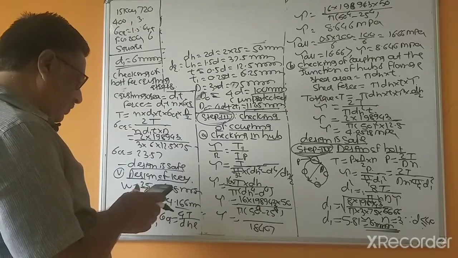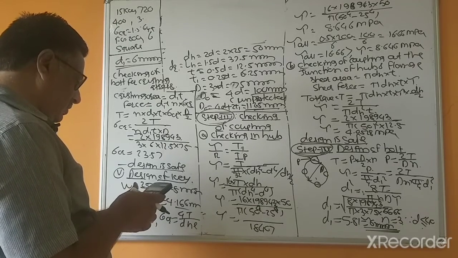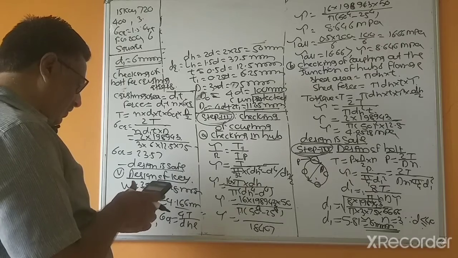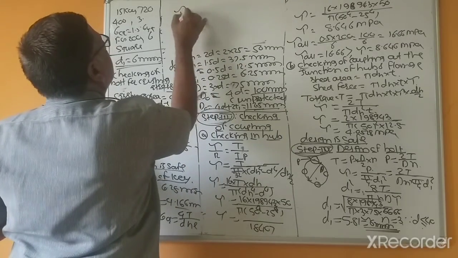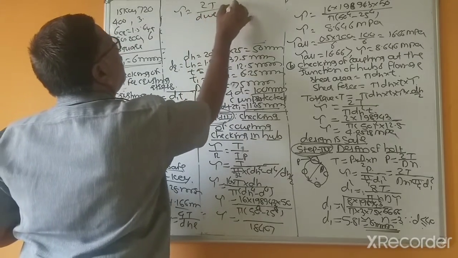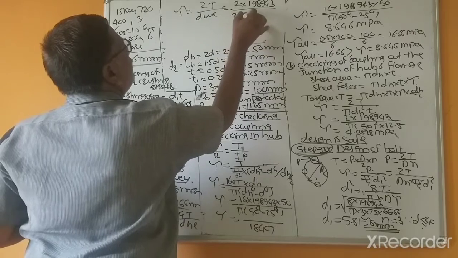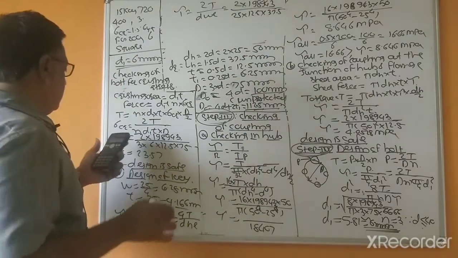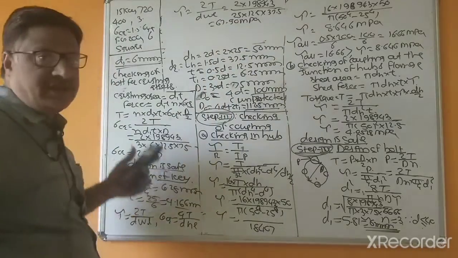Tau equal to 2 into 198,943 divided by 25 divided by 6.25 divided by length of the hub, that is 37.5, 67.90, and this is 2T divided by d w l, d 25, width 12.5 and L 37.5, and this I got 67.90. So the design is not safe.